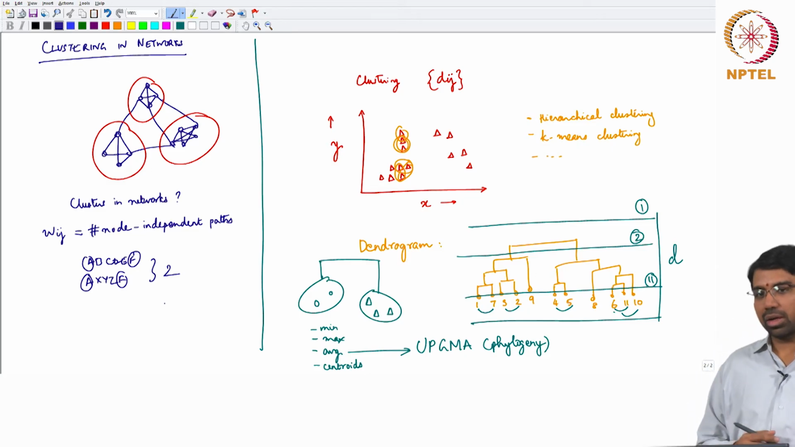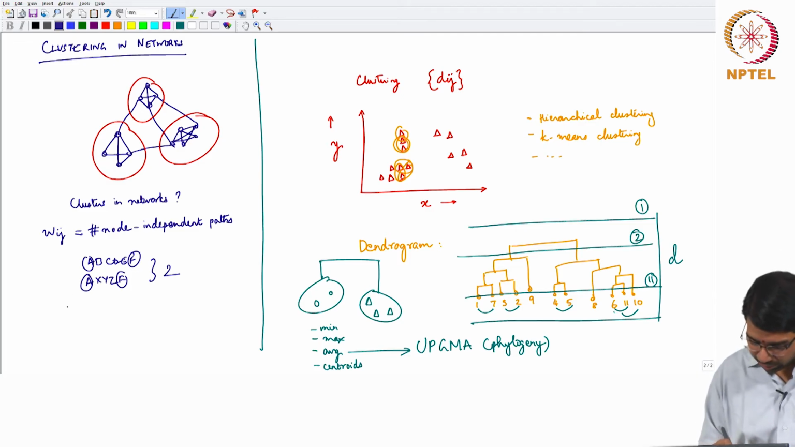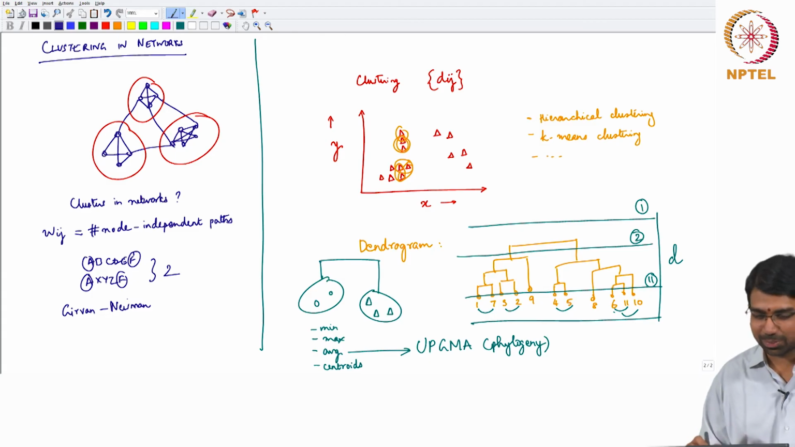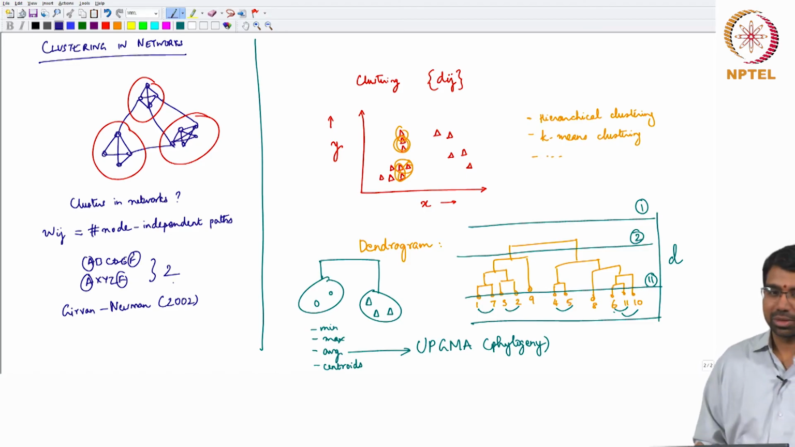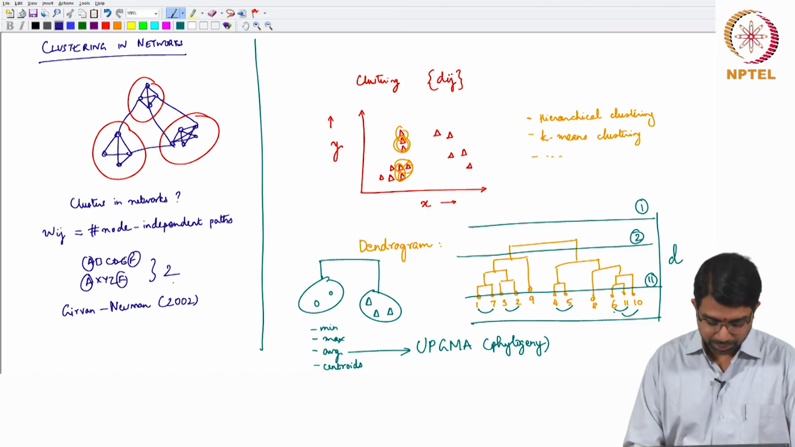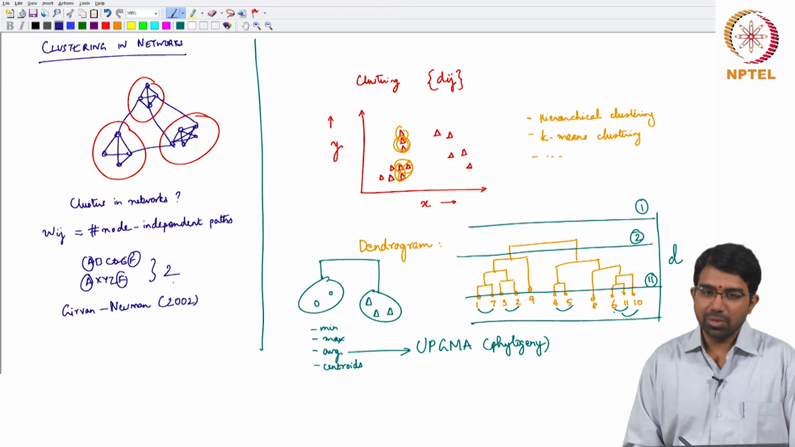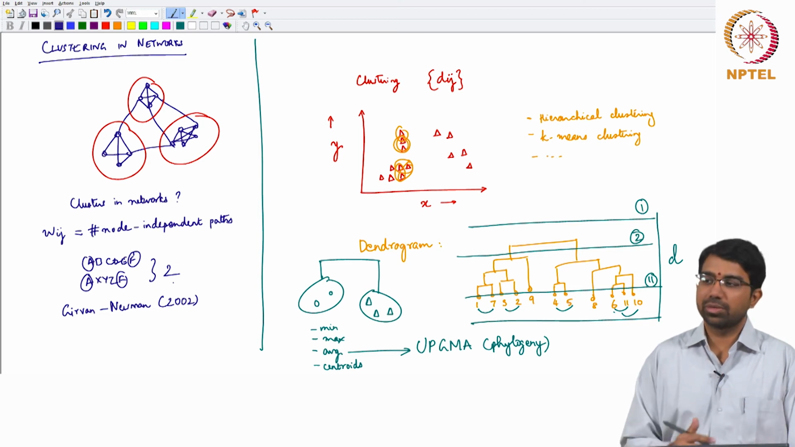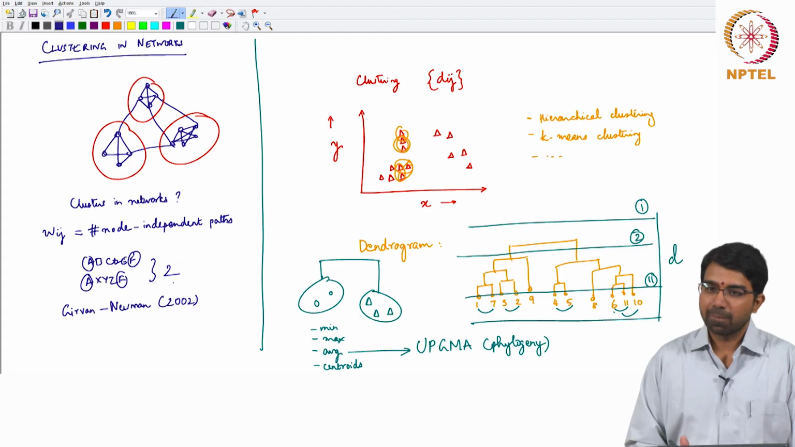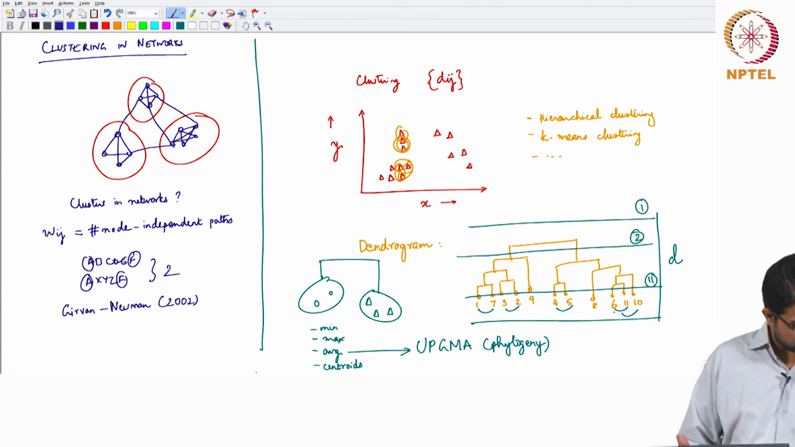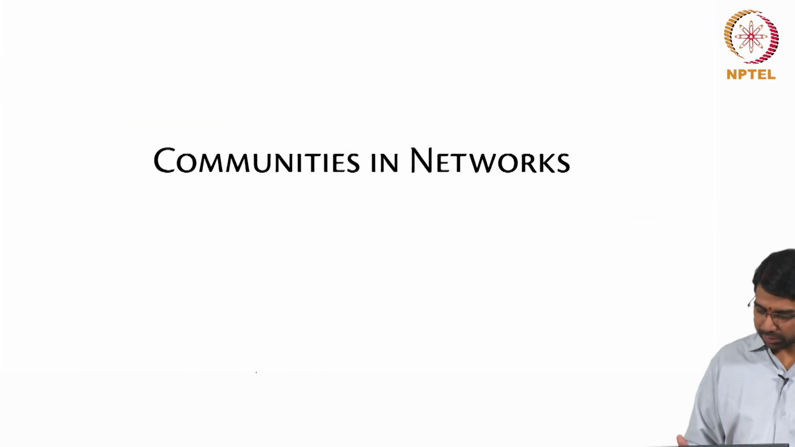Another very popular algorithm for clustering in networks was given by Girvan and Newman. You will see Newman's name appearing a lot of times in this part of the course, because Newman is one of the top network scientists. So, they had an algorithm which actually uses edge betweenness. Let us see how their algorithm works in a moment.